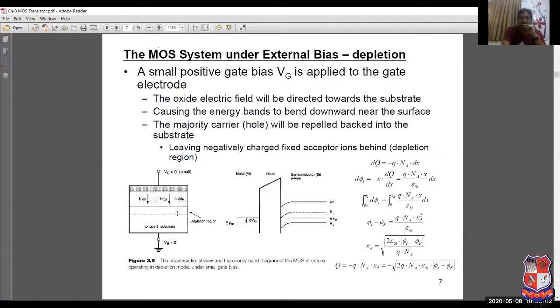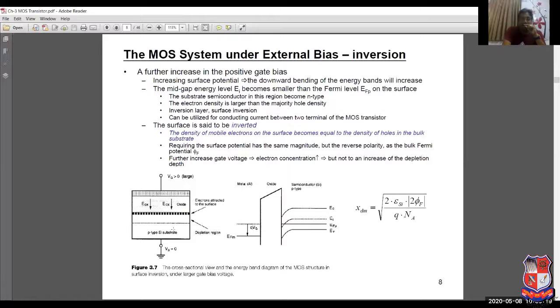This particular condition is known as depletion, because this region has started to be depleted. Now when you keep on increasing this positive voltage, let's say Vg is increased further, then what will happen? If you keep on increasing Vg, then more and more negative charges, that is the minority charge carriers, electrons, will be collected and gathered at this oxide interface surface, and the majority carriers will go down.